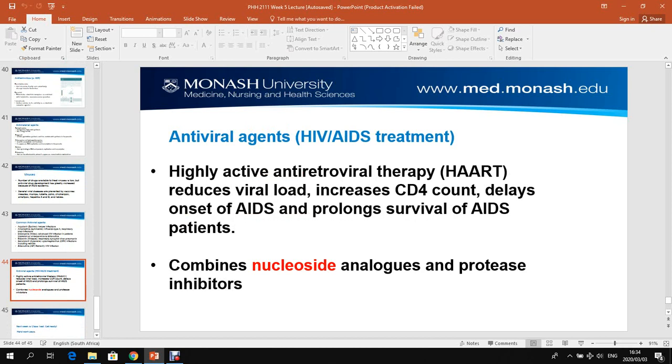While on antiviral drugs, there's a WHO recommended therapy of HIV and AIDS treatment. This is what is called highly active antiretroviral therapy. Highly active antiretroviral therapy basically is a therapy that consists of a combination of drugs. And the role of these drugs basically is to reduce the viral load and increase CD4 count. So these are immune elements. By increasing the CD4 count, it increases the immune system and prevents subsequent infections. And also it delays the onset of AIDS and prolongs survival of AIDS patients.